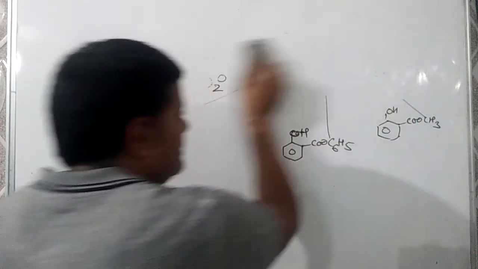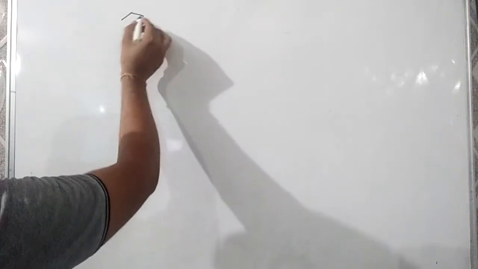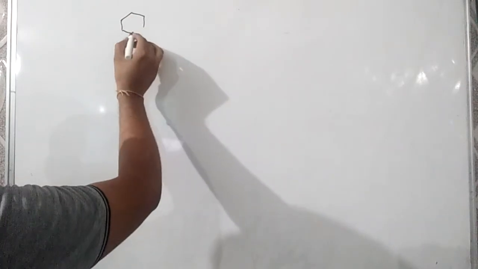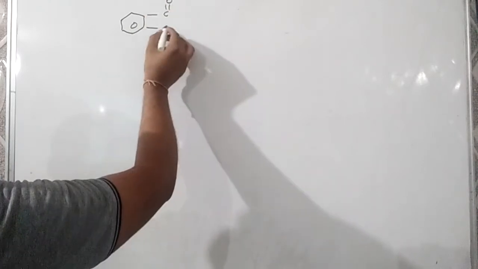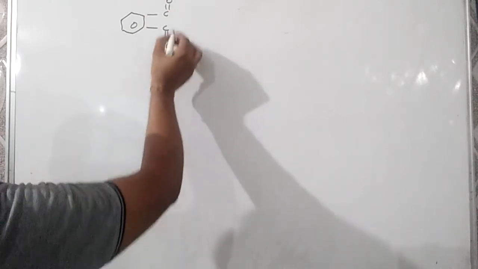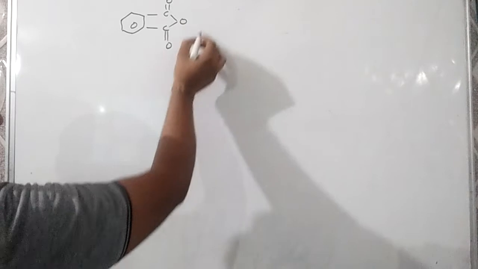Phenol can react with phthalic anhydride to produce phenolphthalein indicator. That indicator has no color in acidic medium, but in basic medium it has a pink color.